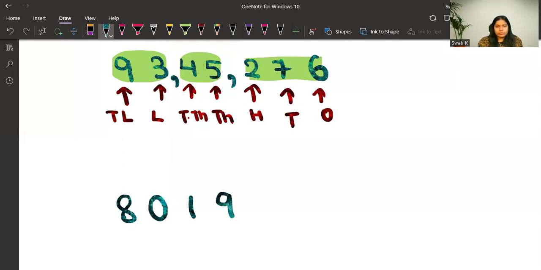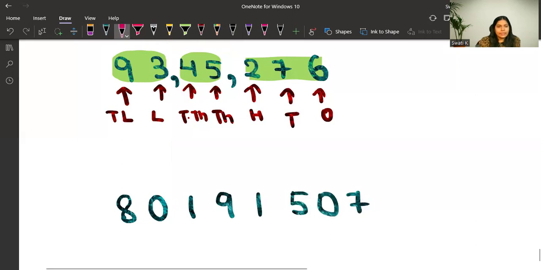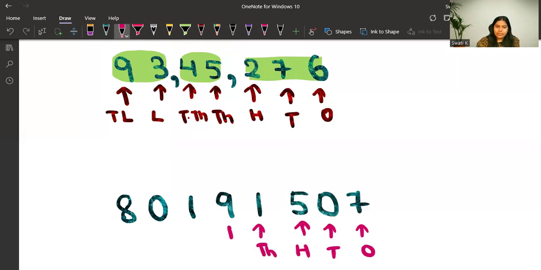So we have 224 and 7 digits, so 8 digits. 80191,507. Now let's write on the place value first. Ones, tens, hundreds, thousands, 10,000, lakhs, 10 lakhs, and after 10 lakhs we get crore.